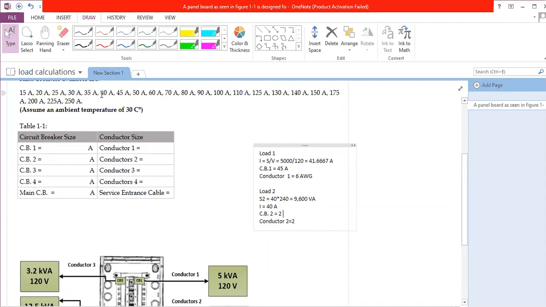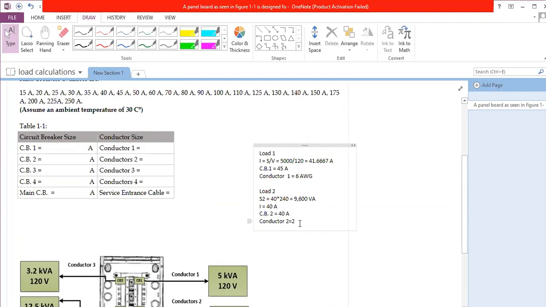We said the circuit breaker must be equal or greater than the load. Since the load will need 40 ampere, then I can choose circuit breaker 2 to be 40 ampere because it is equal.